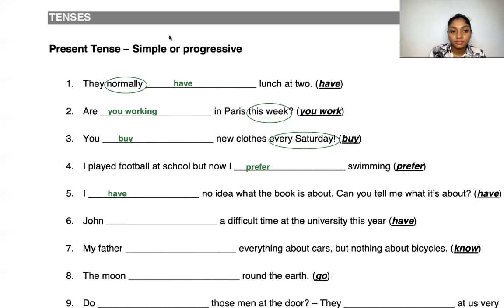Number 6. John is having a difficult time at the university. Yes. Okay. Everybody is speaking at the same time. John is having a difficult time at the university this year.